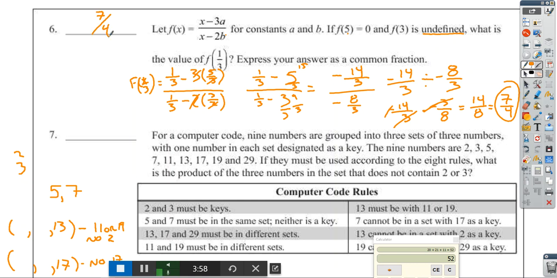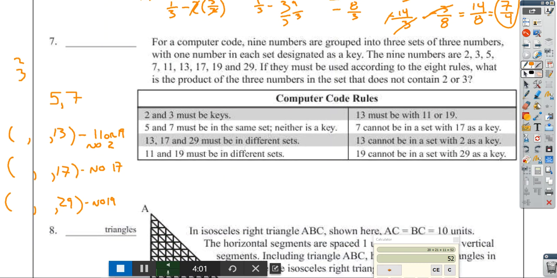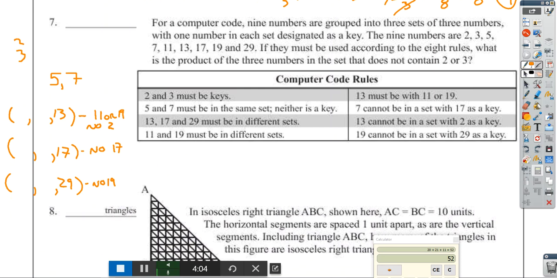All right, number 7 is kind of a confusing problem. So let me try to talk my way through this. So we have keys. We have 3 sets of 3 numbers, and each set of 3 numbers has exactly 1 key. Okay, and it tells us that 2 and 3 must be one of the keys. And then it goes on right here to say that 5 and 7 are in the same set and they're not a key. So these have to stay together right here, which leaves 13, 17, and 29. They're all in different sets.